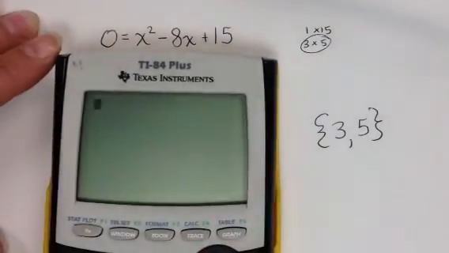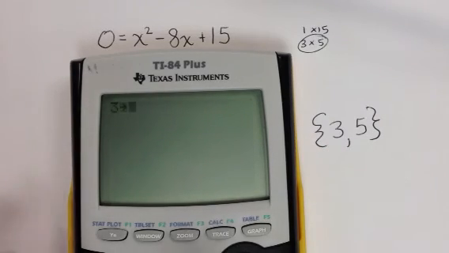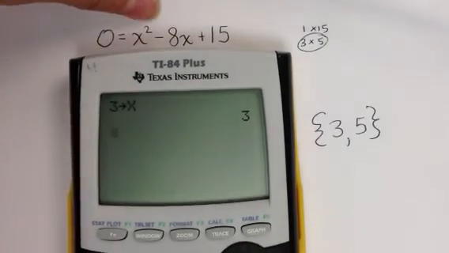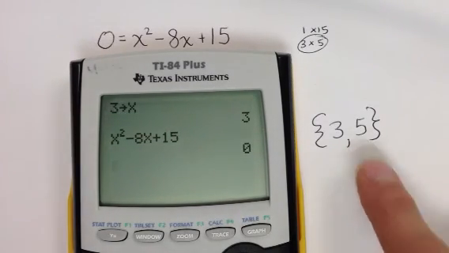Okay, so I'm going back to the beginning. So first I'm going to store 3. 3 store into x. Whoa. 3 store into x. My buttons are sticky. Okay, I'm going to put in the right side and I should get 0. X squared minus 8x plus 15. I got 0. Now I'm going to go check the second one.